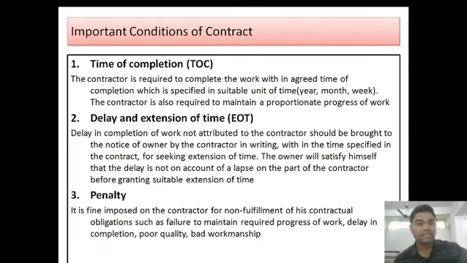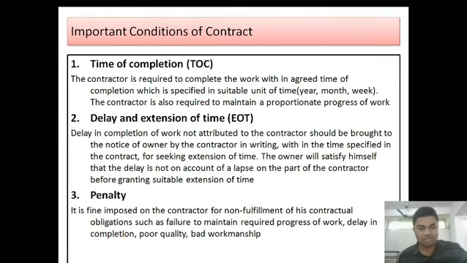Time of completion. The contractor is required to complete the work within the agreed time of completion, which is specified in a suitable unit of time, either years, 1 year, 2 years, or months, 12 months, 18 months, or weeks, 24 weeks, 20 weeks, 50 weeks. The contractor is also required to maintain proportionate progress of the work. At the end of week 1, 10% of the total 100%, or 5% of the total work, has been done. So this proportionate progress of the work has to be maintained by the contractor.